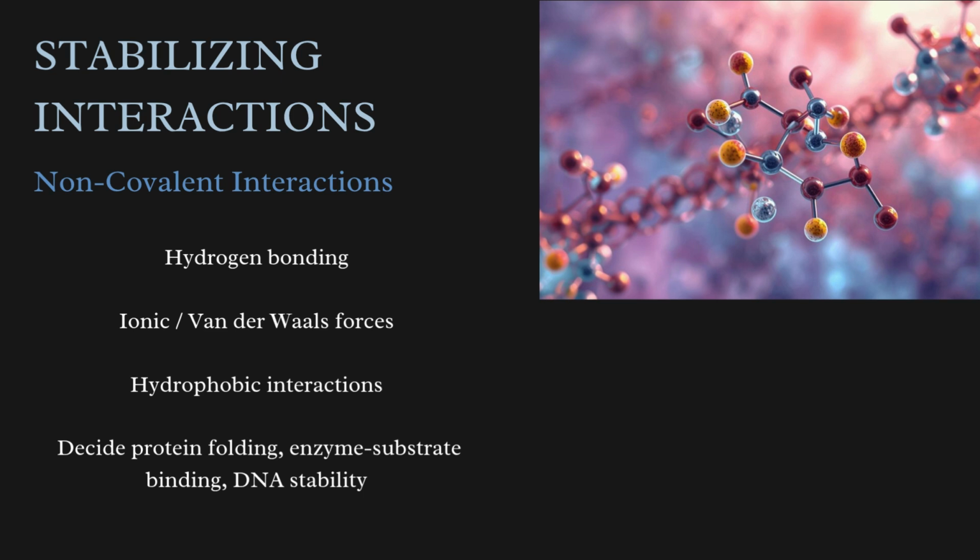Tip: practice identifying which type of bond dominates in different biomolecular structures, for example, hydrogen bonding in DNA base pairing, hydrophobic effect in protein folding. This conceptual clarity will help you in both Part B and Part C questions.